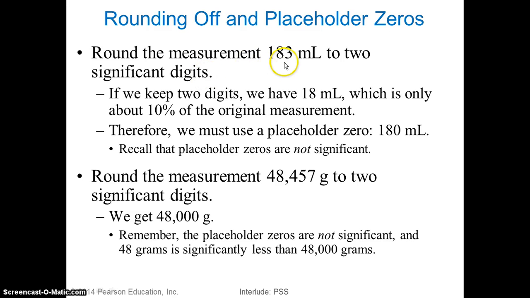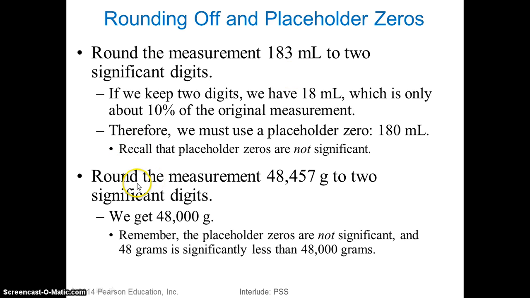Round the measurement 183 milliliter to 2 significant digits. If we keep 2 digits, 18 milliliter, we cannot round 183 milliliter to 18 milliliter, because the value changes. So for that we use a placeholder 0. We can round to 180 milliliter, because remember, a placeholder 0 does not count as a significant figure. So in 180 milliliter we have 2 significant digits. So we can round 183 milliliter to 180, which is 2 significant digits.